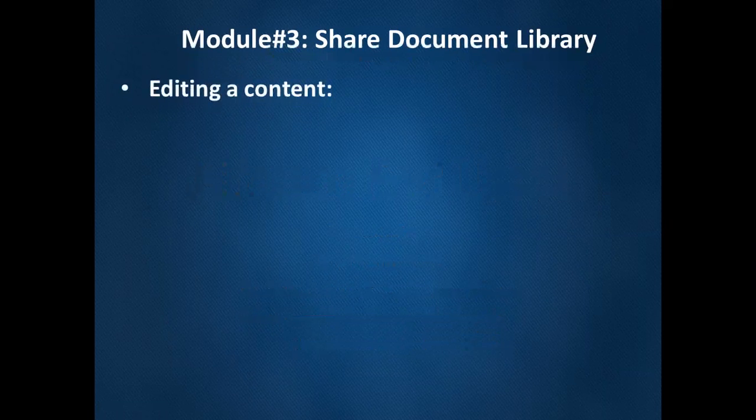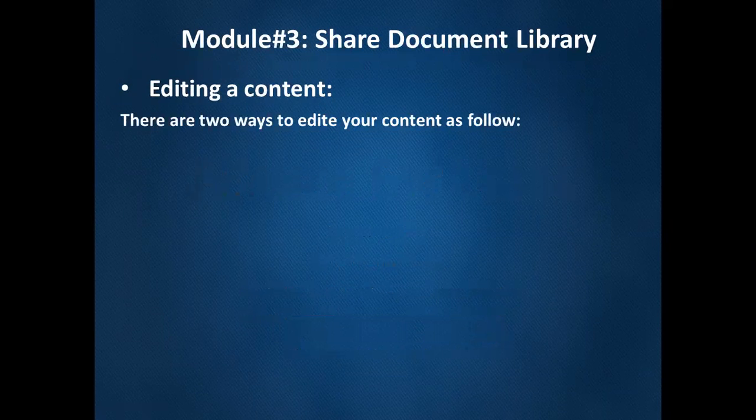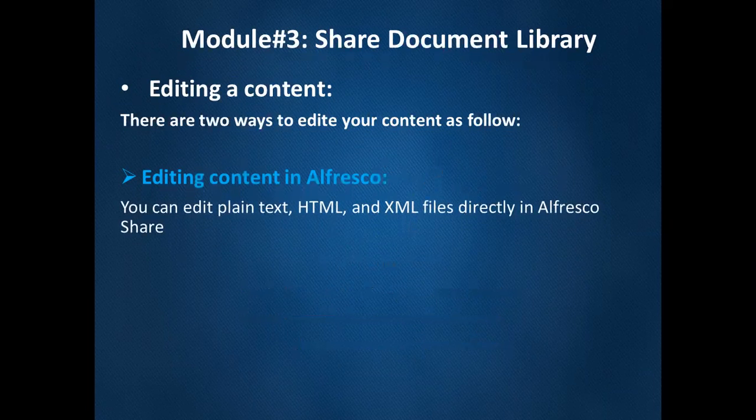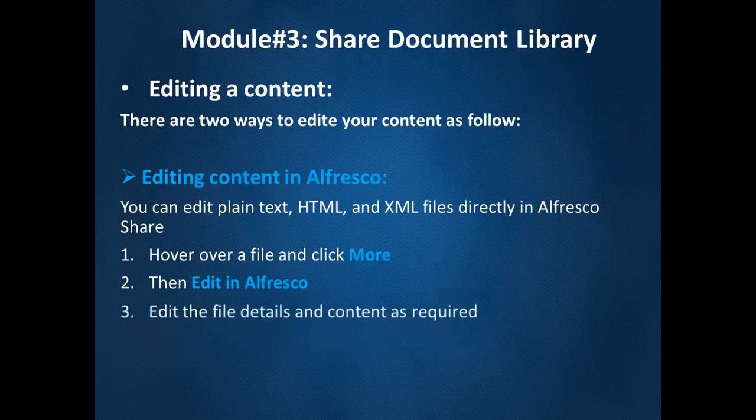So let's start. Editing a content. There are two ways to edit your content as follows. First, you can edit your content using Edit in Alfresco. You can edit the plain text, HTML, and XML file directly in Alfresco Share. For that, first you need to hover over a file and click More, then Edit in Alfresco. Edit the file details and content as required. Click Save.